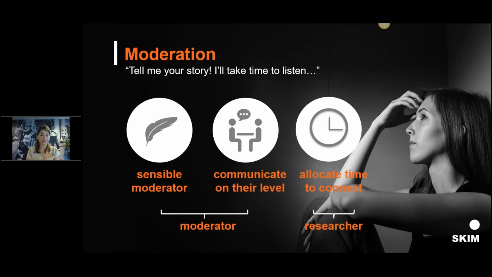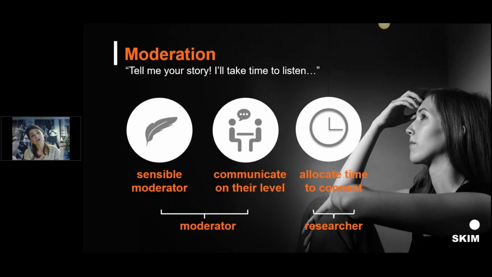However, if you need to use difficult terms, do make sure that you clearly explain the right meaning. And it's always very good to check if the term is familiar before you, of course, explain the meaning, because you don't want to come over as patronizing. This is what I would say on the moderator's part.